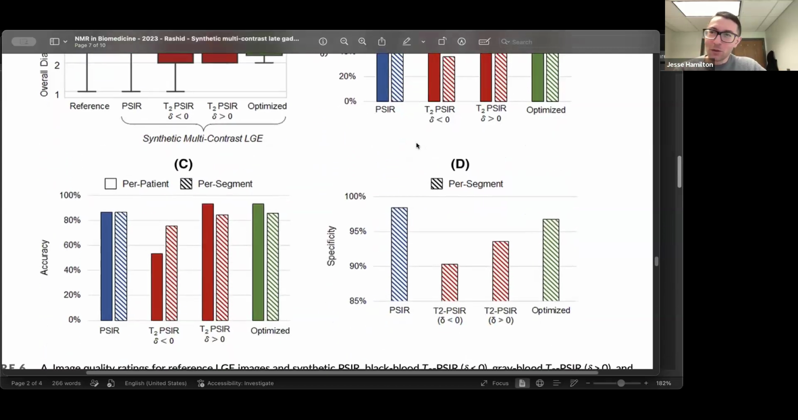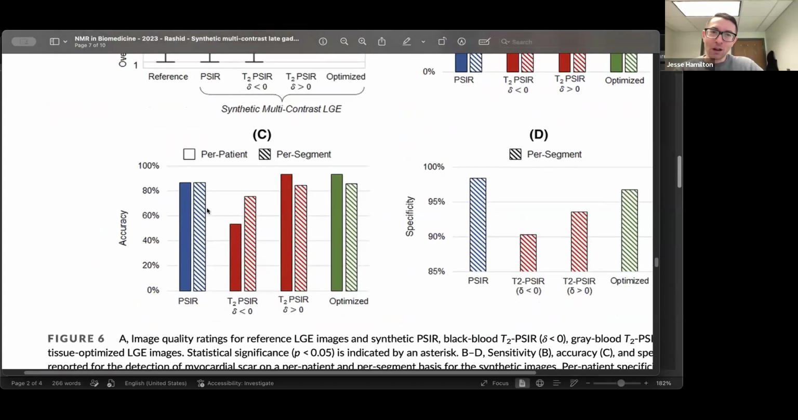And I'd say the most important plot here is the accuracy plot. If you look here, you can see that in general, the PSIR, this T2 PSIR with the positive delta, which is the gray blood images, and then also the tissue optimized images, all had fairly high accuracy compared to the reference. The one exception is this one particular T2 PSIR contrast.